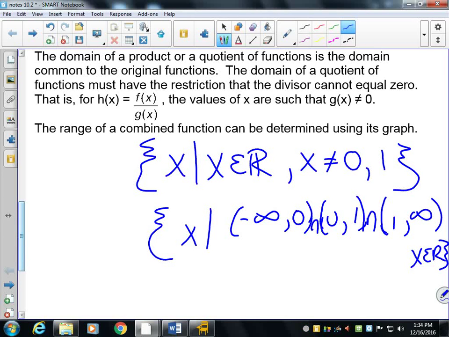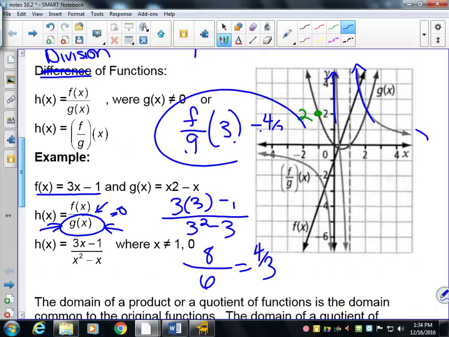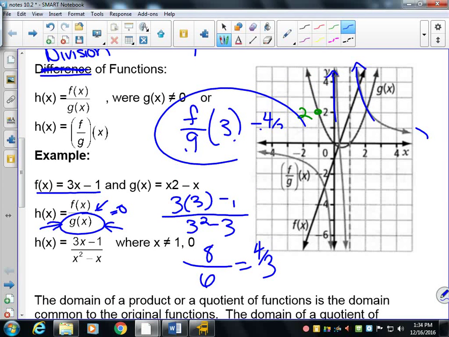Okay. Now the y values are your range, right? We got to look at the graph. When we look at the graph, it's carrying on all the way down, down and up and up. So all the y values, right? So the range will just be y such that y is an element of the reals, okay?